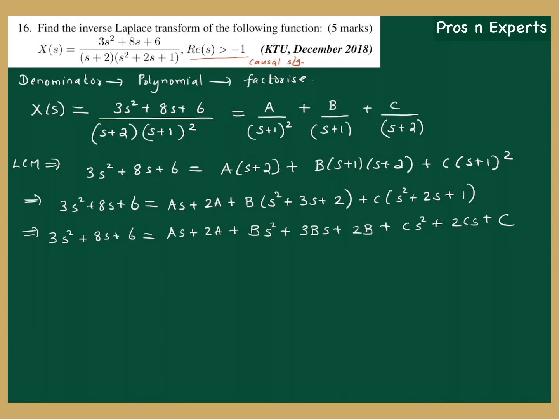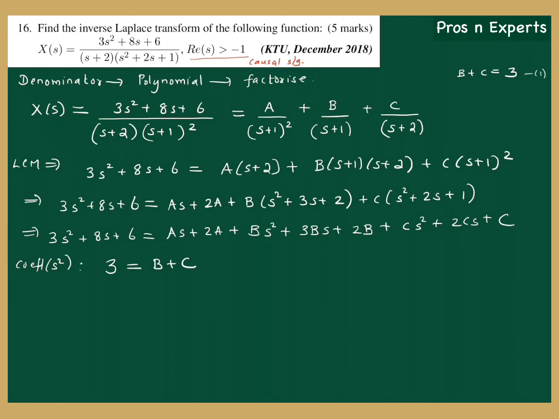First compare the coefficients of s square on both sides. In LHS the coefficient of s square is nothing but 3, so I can write 3 is equal to, in RHS, what are the coefficients of s square? We have this term with s square and this term with s square. So b plus c is the coefficient of s square, so b plus c is equal to 3. That will be equation number 1.